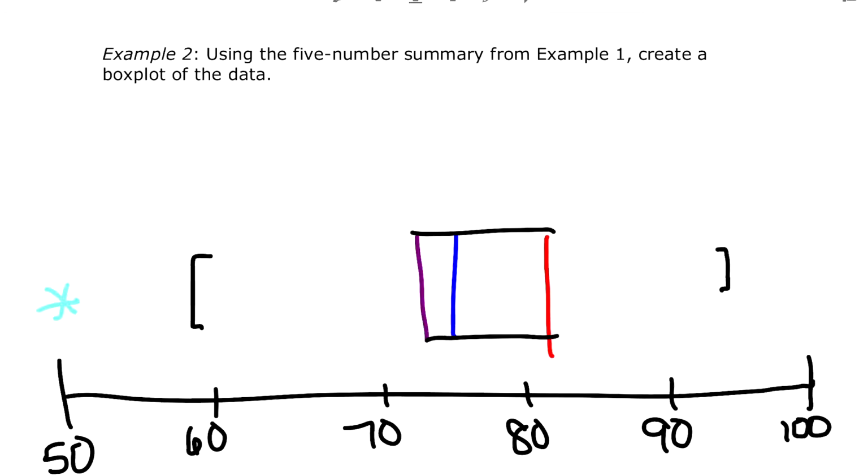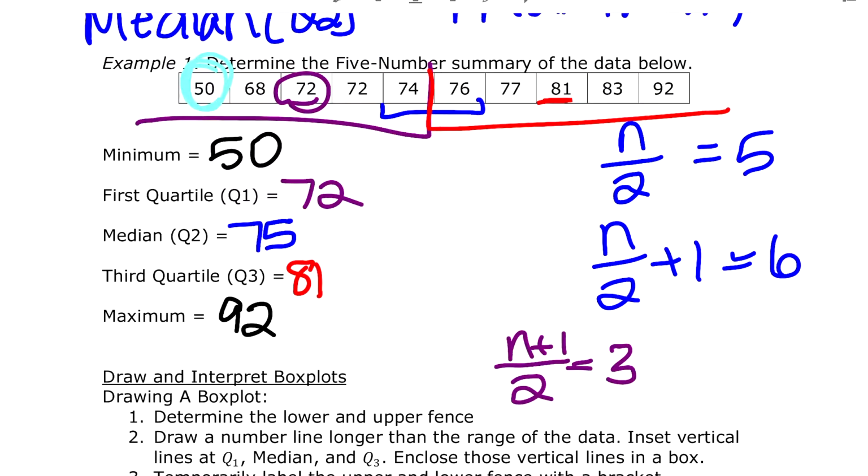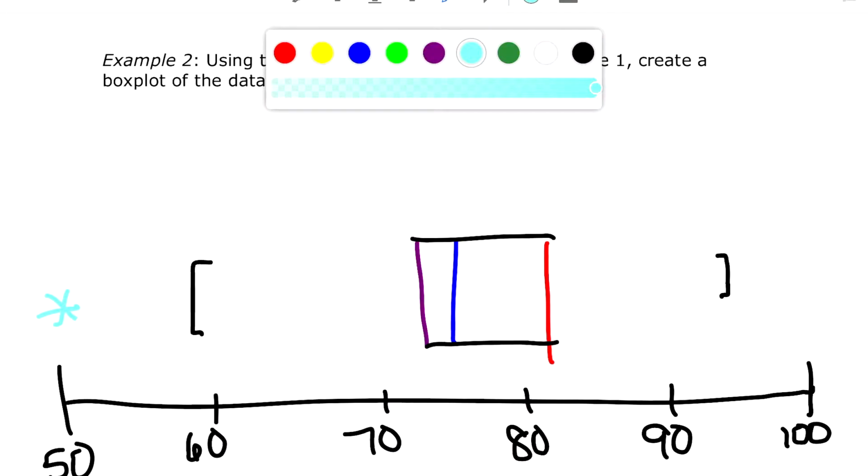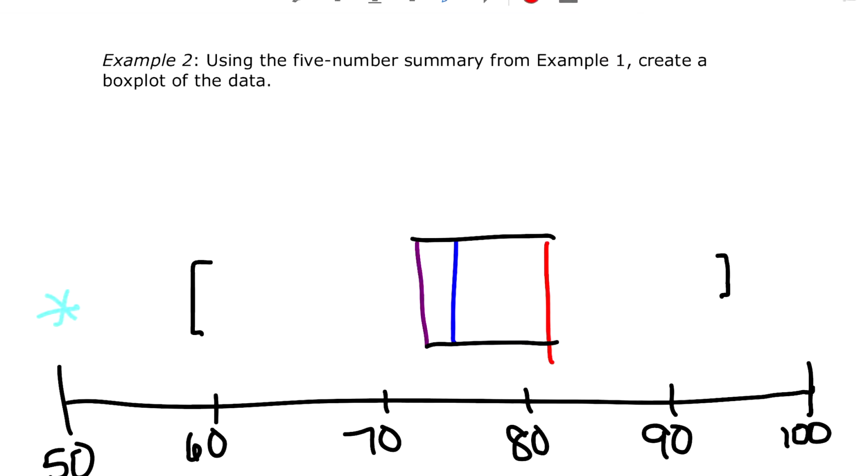So now the last step of my box plot is to connect my Q3 to my maximum and my Q1 to my minimum. So my maximum was 92. So I'm going to come in here. Let's just do black. So I'm going to find about 92, which is going to be about right here. I'm just going to draw a small vertical line, and then I'm going to connect these two lines.